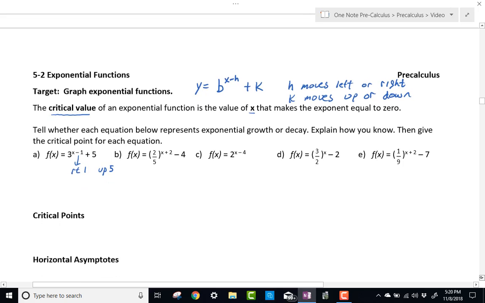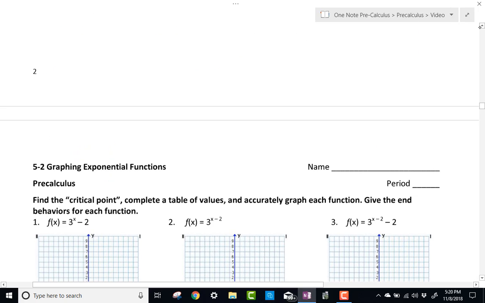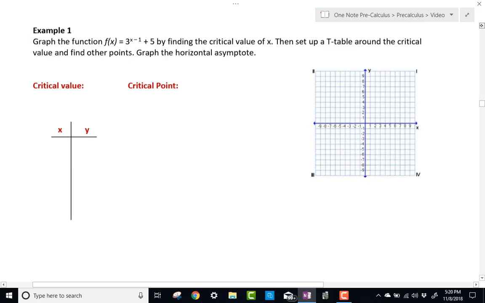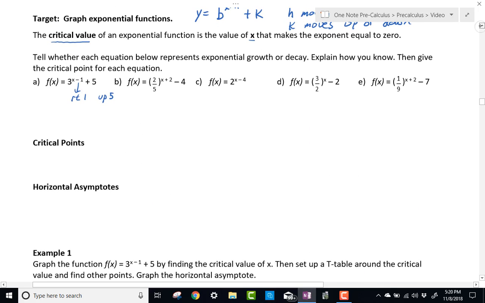All right, so my critical value. Let me see if I can get back to where I'm supposed to be here. There we go. So my critical value here, I want to look at what's going to make the exponent equal to 0. That's 1.